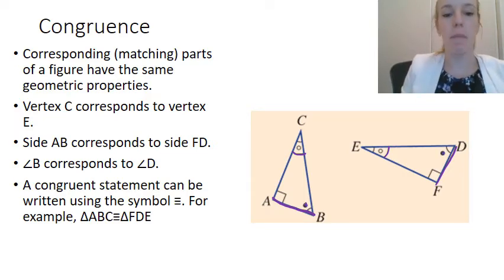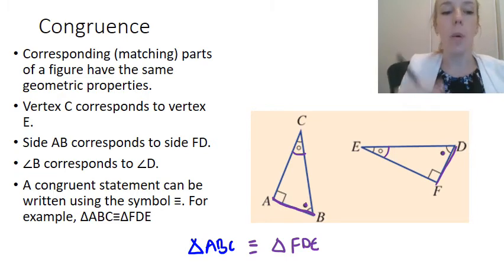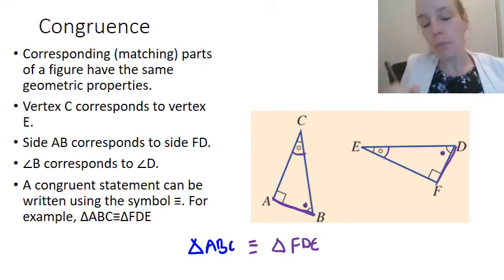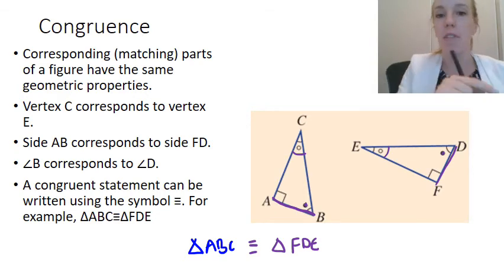And a congruent statement can be written using a symbol that kind of looks like an equal sign with an extra line. So for instance, triangle ABC is congruent to triangle FDE. So we kind of write the triangle in matching pairs. So A is the vertex that corresponds with F, B corresponds with D, and C corresponds with E. So we kind of write them in the matching orders there.